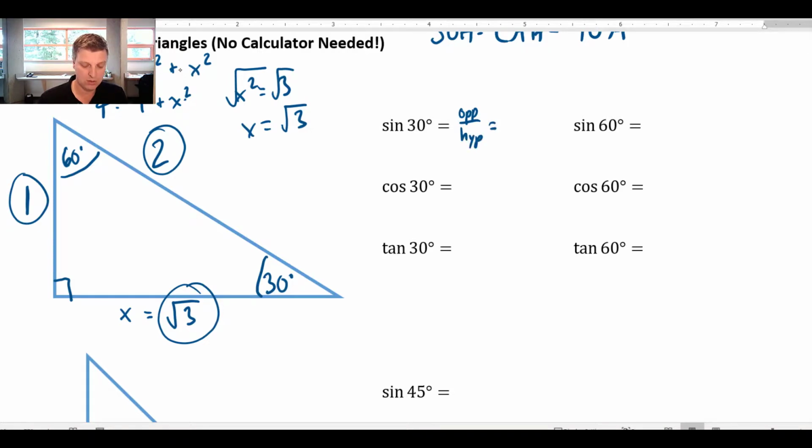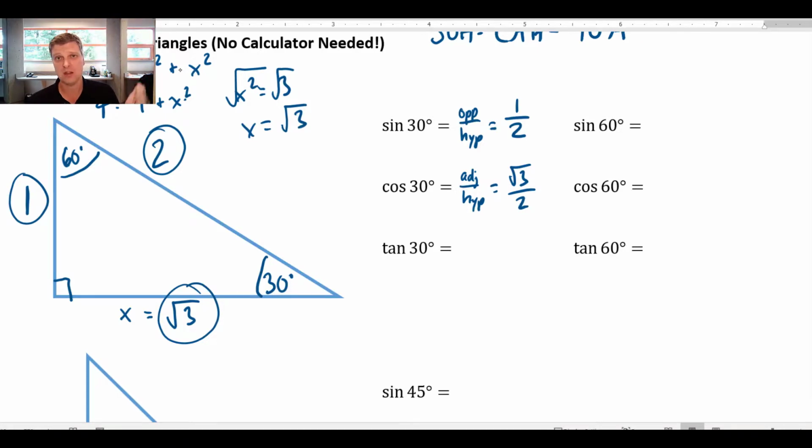That ratio will be opposite 30 is 1, hypotenuse is 2. So the sine of 30 is 1/2. And that's something that you'll be expected to know without using your calculator. Cosine is going to be adjacent over hypotenuse, which means it will be the square root of 3 over 2.